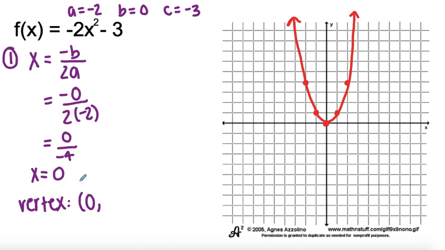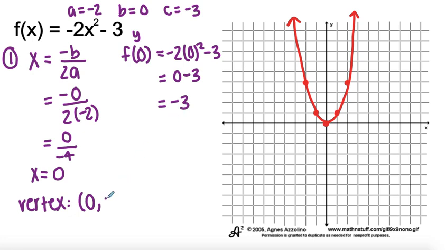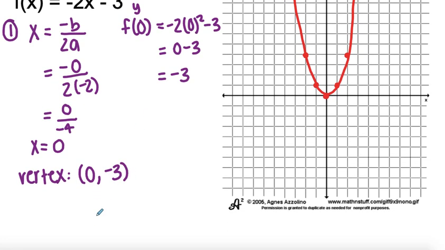And then to find my y value, I need to plug 0 back into this function. So I want to have f of 0 now, which again, that's really the same thing, it's just y, equal to negative 2 times 0 squared, minus 3. Well, 0 squared is just 0, times negative 2 again is 0, so I have 0 minus 3. And so I get negative 3. So that means my vertex is at 0, negative 3.